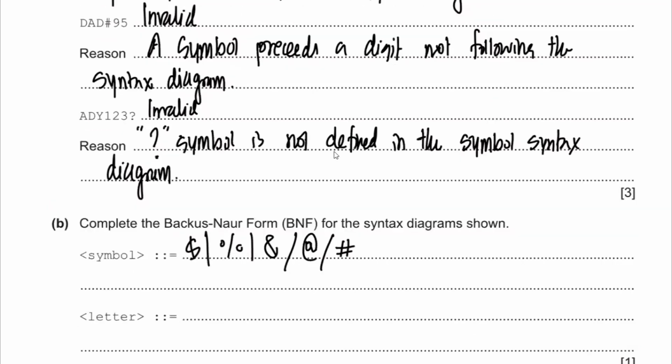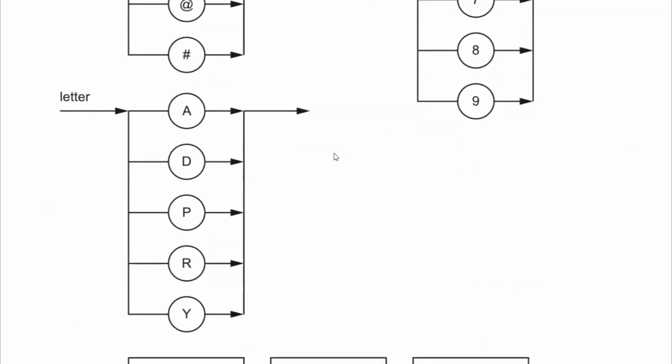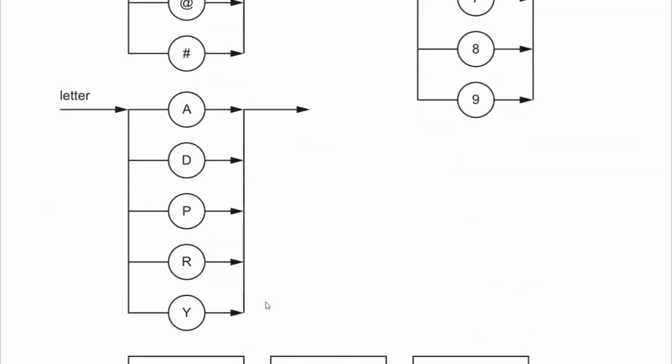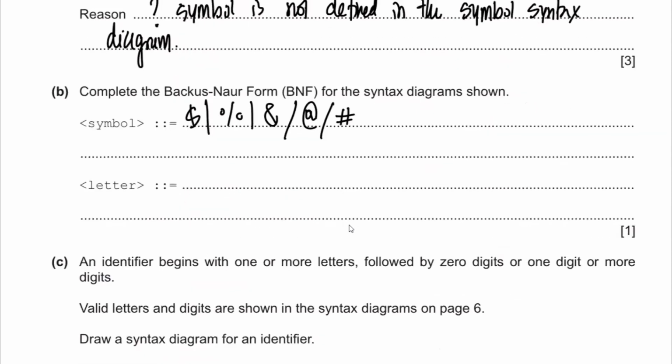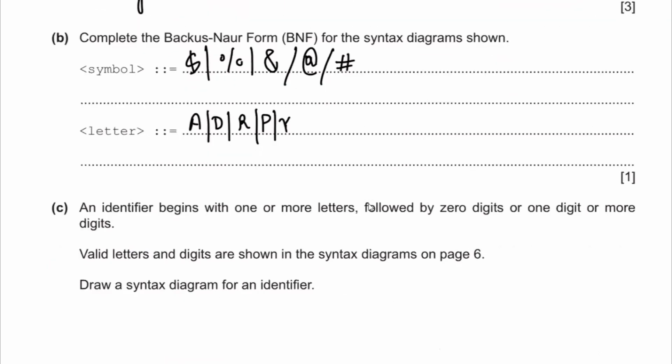Same goes for letters. You take a look at what the letters can do: A, D, P, R, Y. So you can write A or D or R or P or Y. Okay, you need to follow the syntax of it.